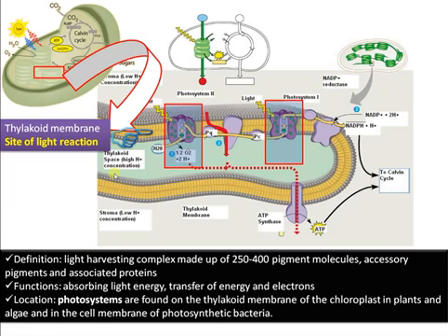So photosystems are light harvesting complexes made up of pigment molecules, accessory pigments and associated proteins. Photosystems are located on the thylakoid membrane of the chloroplast in the case of green plants and algae, whereas in the case of bacteria, these photosystems are located on the cell membrane. Let us zoom in on this region.